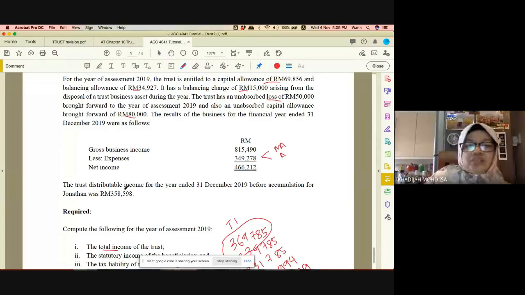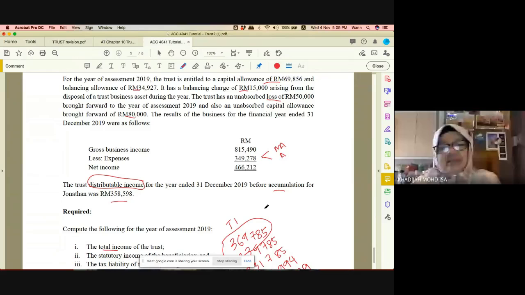Okay, the trust distributable income for the year ended before accumulation was 358,598. You are given the distributable income, so you don't have to compute it, because it was given in the question.